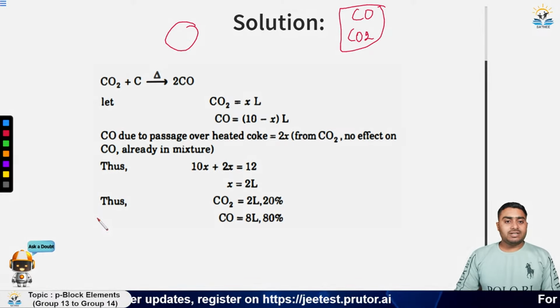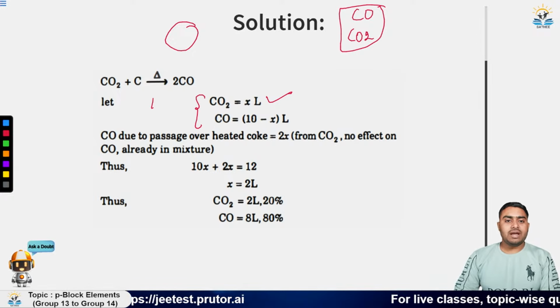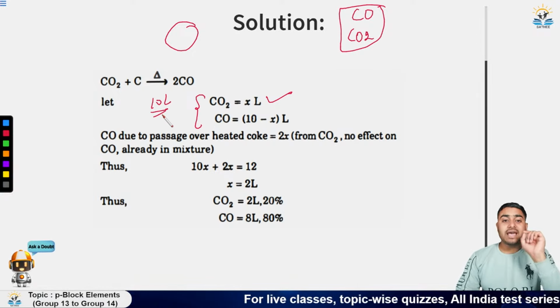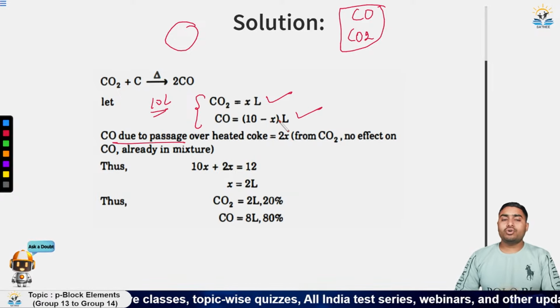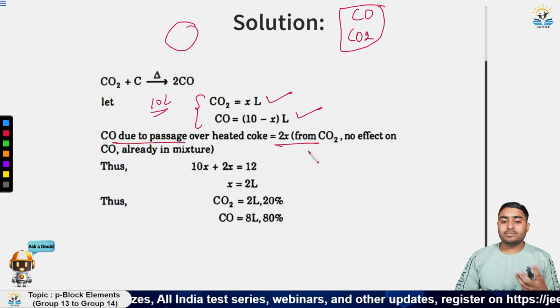So what is happening here? Suppose CO2 is X liters in the initial mixture; we have a 10 liter mixture of CO2 and CO. If carbon dioxide is X liters, CO will be 10 minus X liters. CO2, on passing over heated coke, becomes 2X. How does it become 2X?